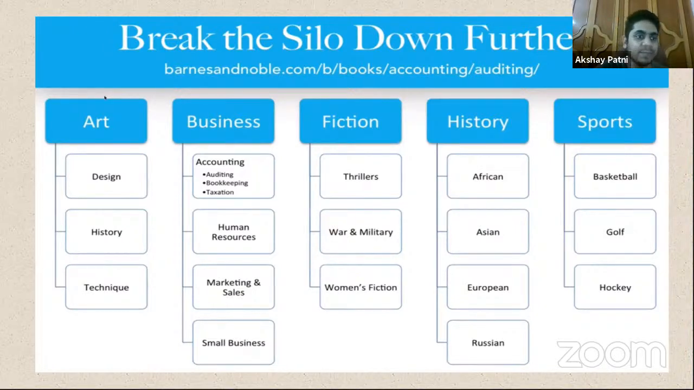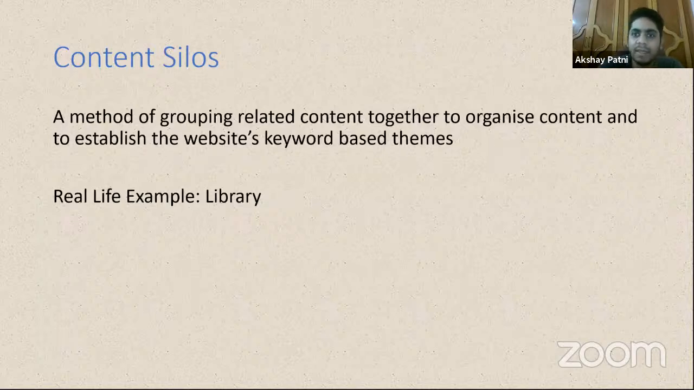So that we humans can find the books very easily. Similarly, when it comes to a website, we need to categorize the content in a structured way, so that even humans and the Google bot can crawl it properly, right? Getting it? So that's what content silos are. Content silos actually means grouping the main content in the right category and something like that.